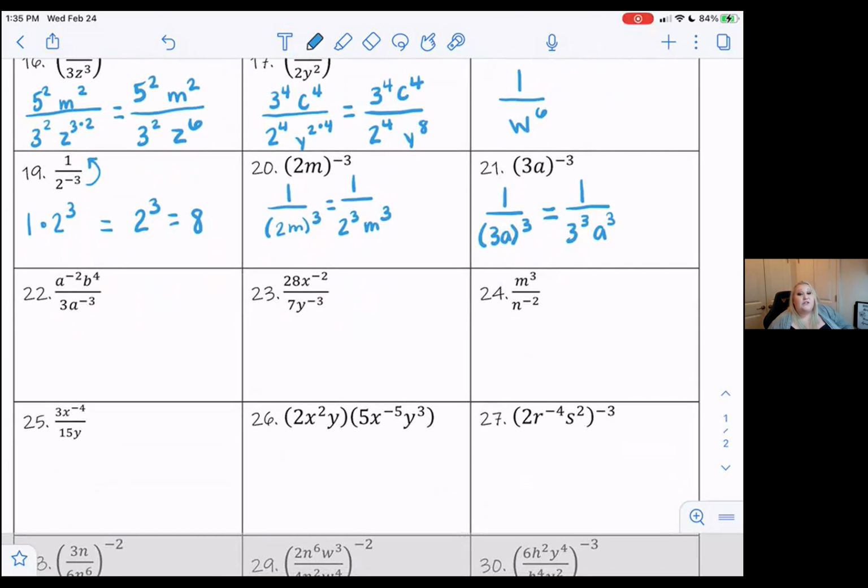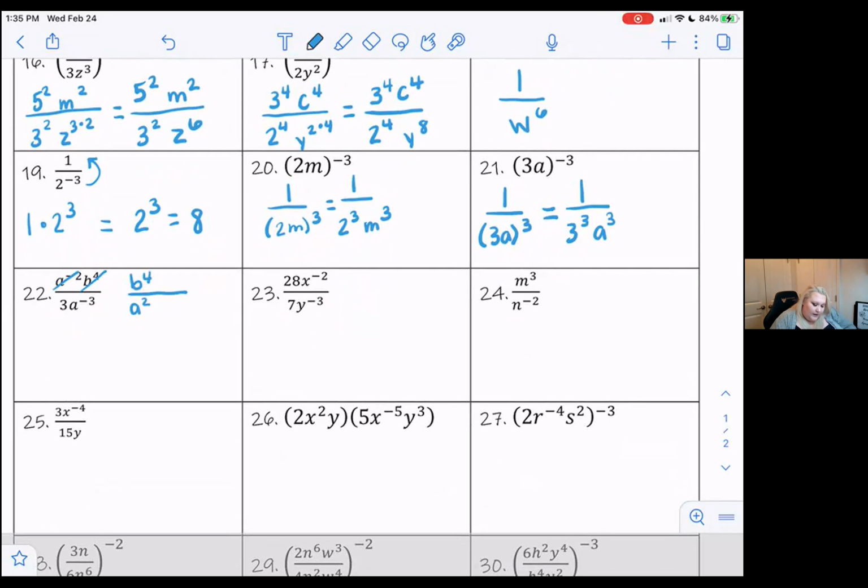All right, so number 22 has a lot of negatives. Like I said, I like to take care of those negatives first, and I like to cross them out as I go. So I'm going to draw my little fraction bar here. This a squared needs to switch sides because it's a negative. So I'm going to put an a squared down here at the bottom. B to the fourth is already in the right place because he's a positive exponent. So we're going to leave him alone.